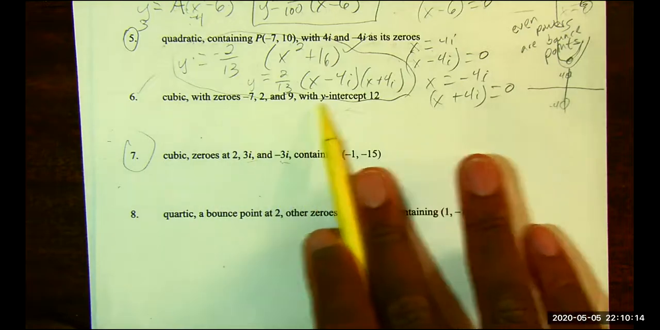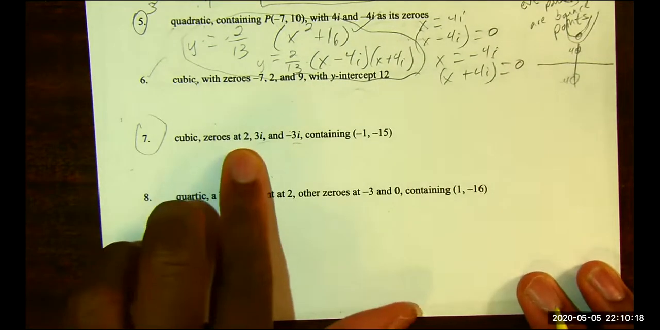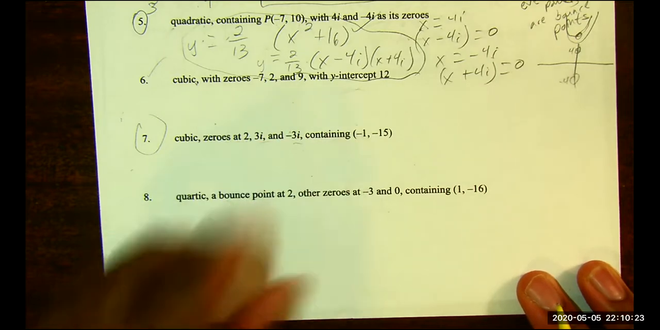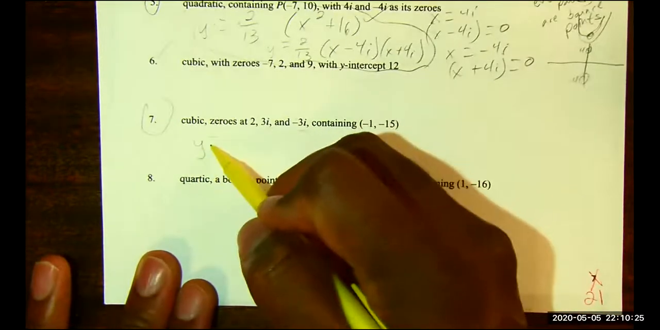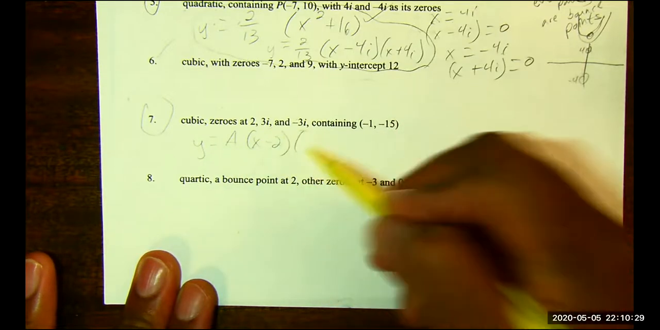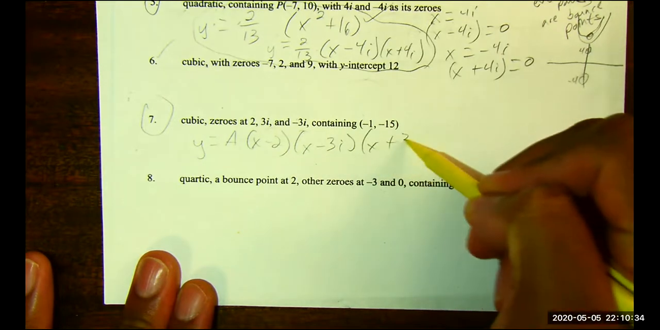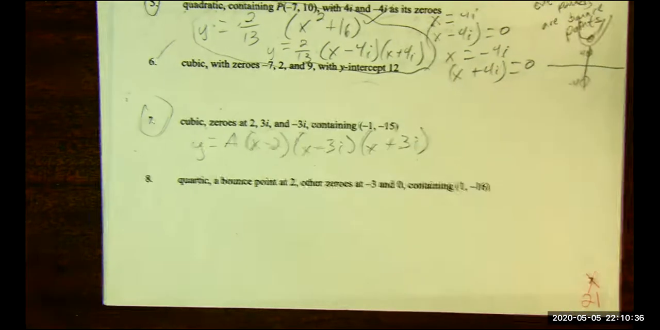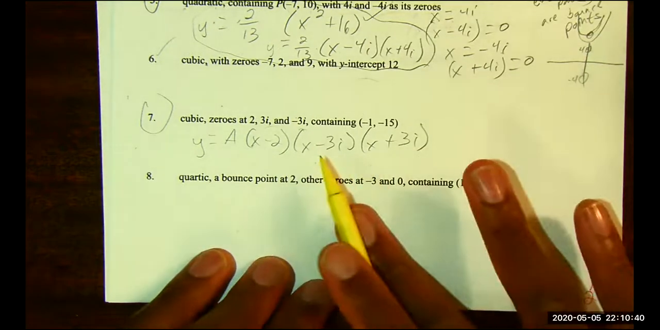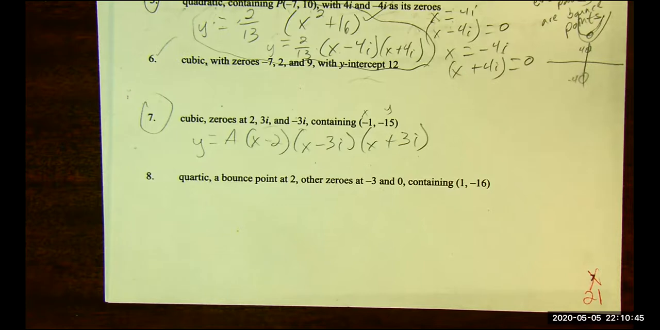We got all these zeros, y-intercepts. Cubic has 3 roots, 3 solutions: 1 real number solution, 2 imaginary solutions. y equals a times (x minus 2) times (x minus 3i) times (x plus 3i). There you go. I'm going to simplify this, and then I'm going to plug -1 in for my x and -15 in for my y.